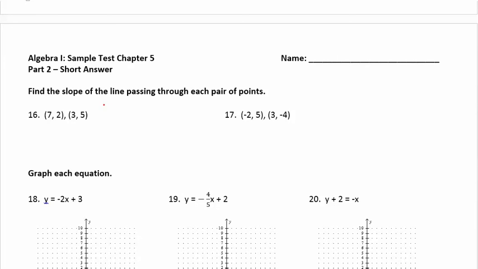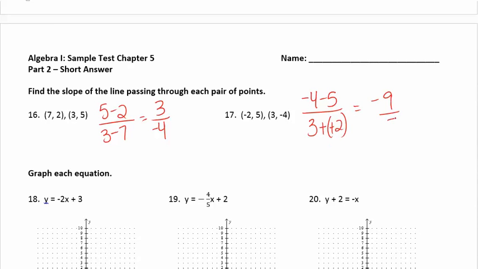So we have 5 minus 2 over 3 minus 7. That's 3 over negative 4, or negative 3/4. For 17, we have negative 4 minus 5 over 3 minus a negative 2. So you're adding the opposite. So it's negative 9 over 5, or negative 9/5.